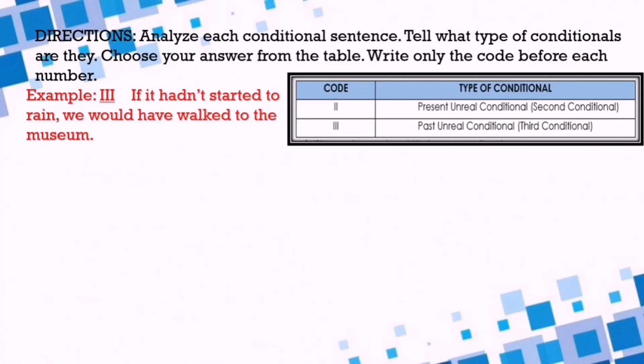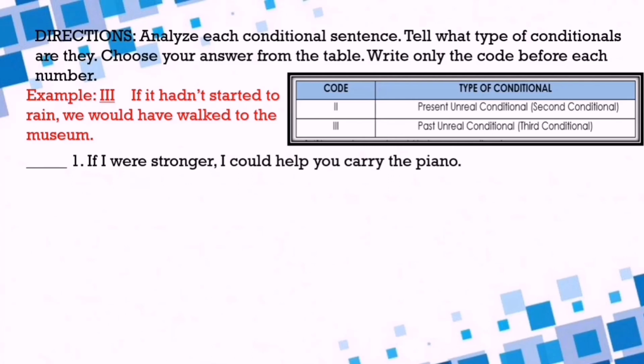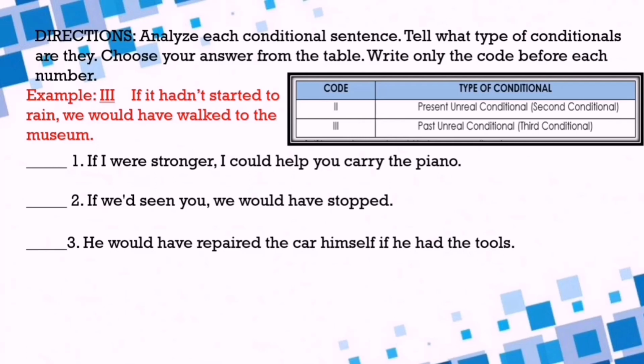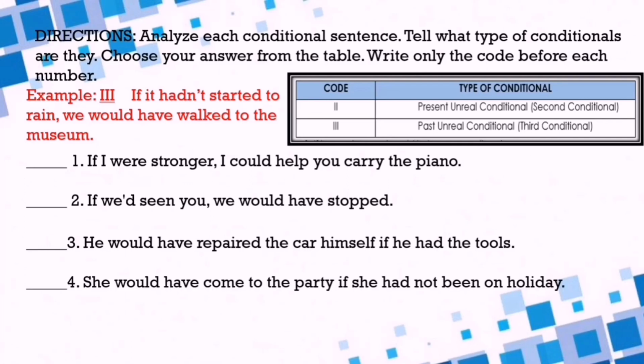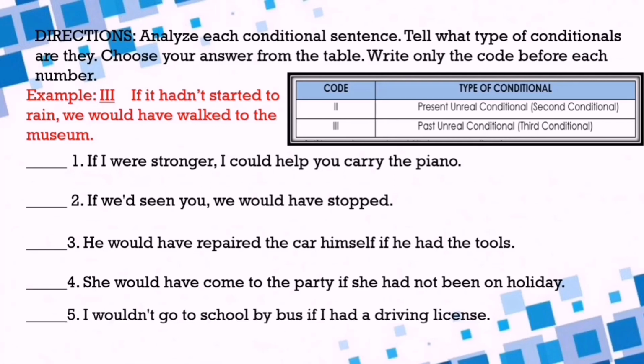Let's begin. Number 1, if I were stronger, I could help you carry the piano. Number 2, if we'd seen you, we would have stopped. Number 3, he would have repaired the car himself if he had the tools. Number 4, she would have come to the party if she had not been on holiday. And number 5, I wouldn't go to school by bus if I had a driving license.